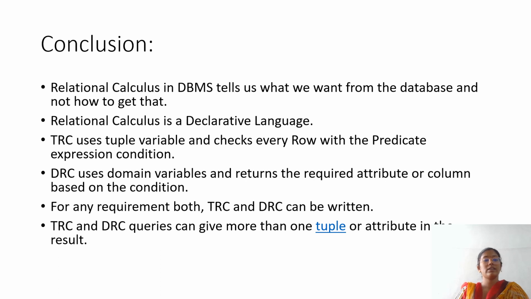Here the conclusion is that relational calculus in DBMS tells us what we want from the database and not how to get it. Relational calculus is a declarative language. TRC uses a tuple variable and checks every row with the predicate expression condition. DRC uses a domain variable and returns the required attribute or column based on the condition. For any requirement, both TRC and DRC can be used. TRC and DRC queries can give more than one tuple or attribute in the result.